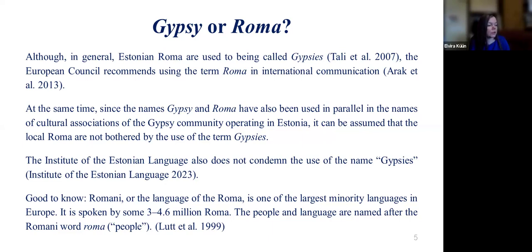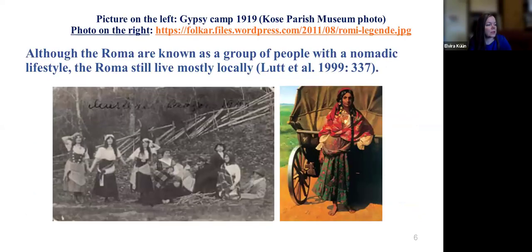Lisan taustainfoks, et roma keel ehk mustlaskeel on suuremaid vähemuskeeli Euroopas ja seda keelt kõneleb umbes 3–4,6 miljonit romat, täpset arvu ei teata. Rahvas ja keel on oma nime saanud romakeelse sõna roma järgi, mis tõlkes tähendab inimesi. Kuigi romasid tuntakse rändava eluviisiga inimrühmana, elavad nad praeguseks enamjaolt siiski paikselt. Vasakul pool olev foto on mustlaslaagrist aastal 1919 ja paremal on kujutatud rändavat mustlast.